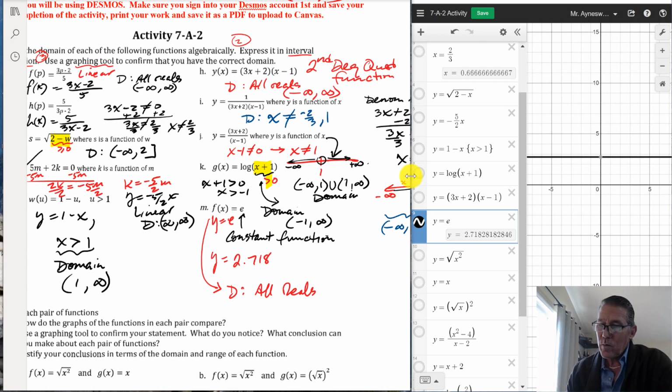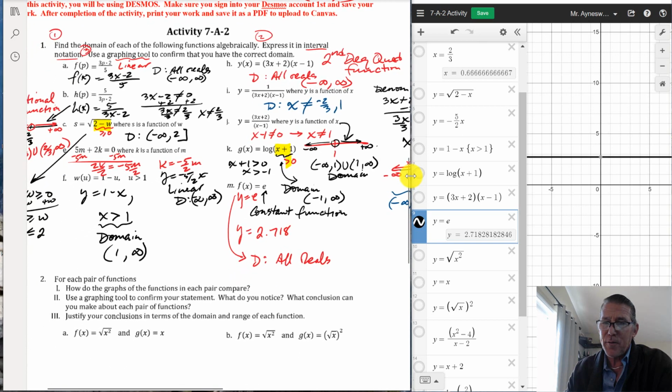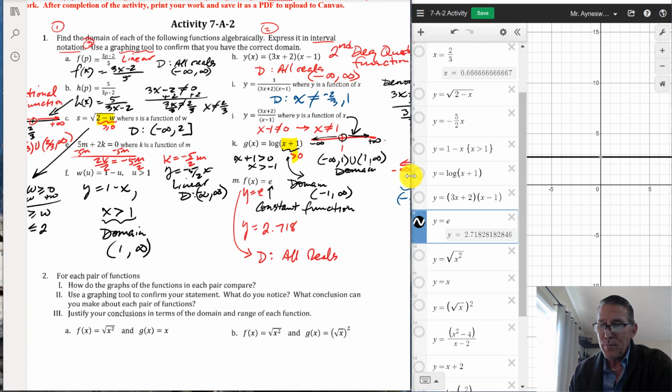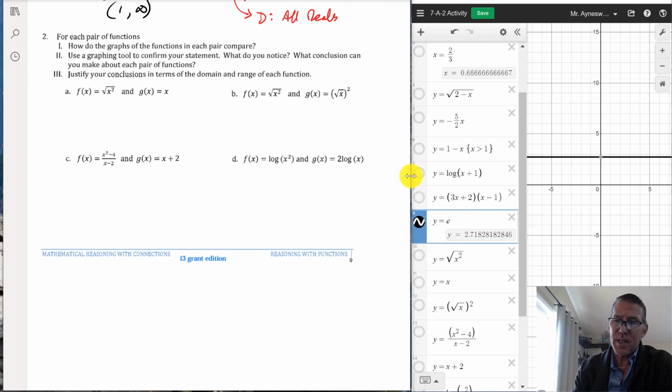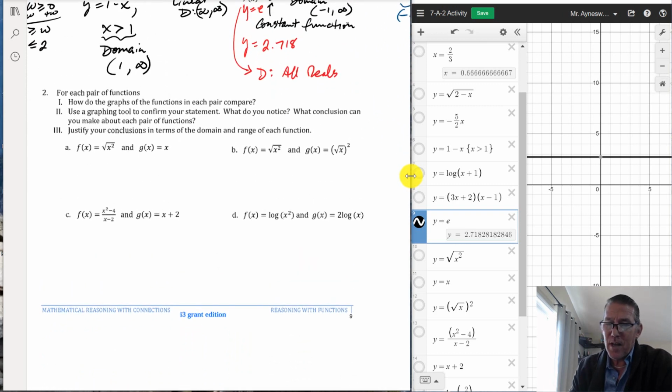We're rocking. So that's the first part of the activity. Let's go to the second part. This is pretty involved too. Again, this is 7a2. So we need to do a few things. How do the graphs compare? We need to graph them in Desmos and sketch them here. Use a graphing tool like Desmos to confirm. What do you notice? What are your conclusions about the pair of functions? How are they similar? How are they different? And then what is the domain and what is the range for each function? So we have some work to do.